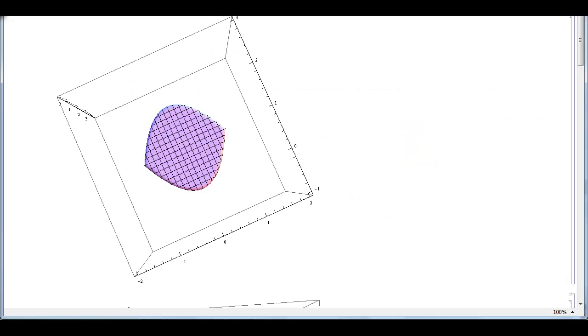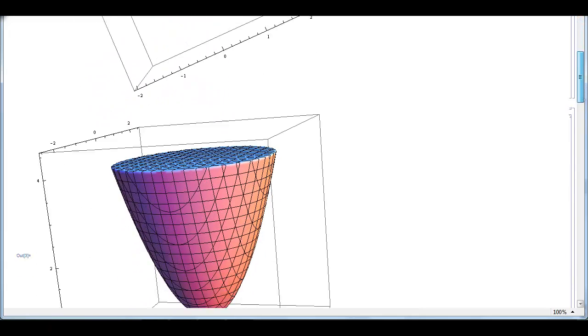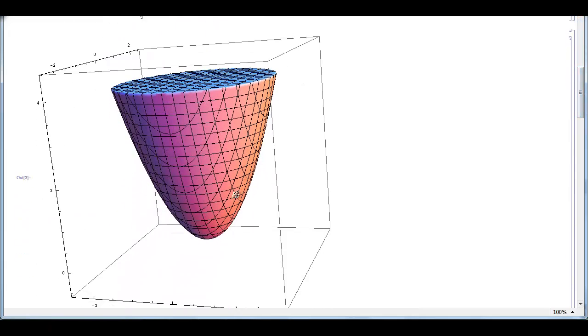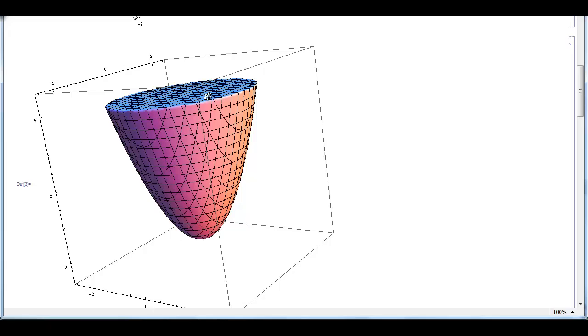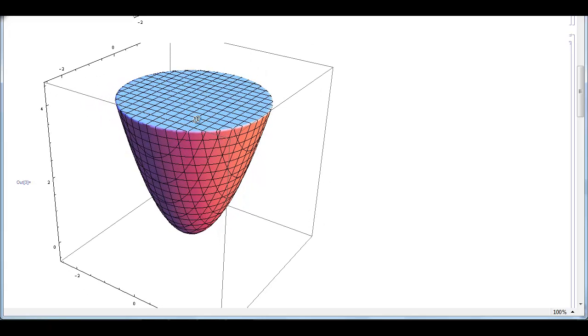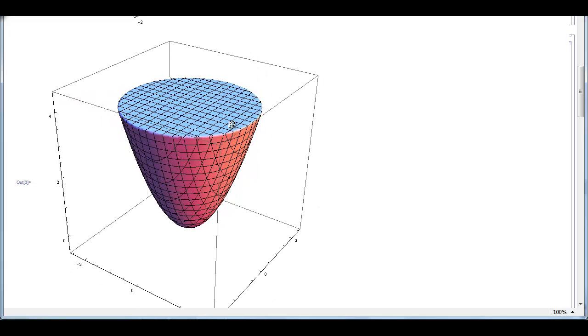What that's going to look like in Mathematica, a better picture is this guy here. So this bottom thing is the paraboloid z equals r squared, or z equals x squared plus y squared. And then the top is that plane z equals 4, so the blue-looking plane here on top. This circle is z equals 4. So that's what we're going to try and do.